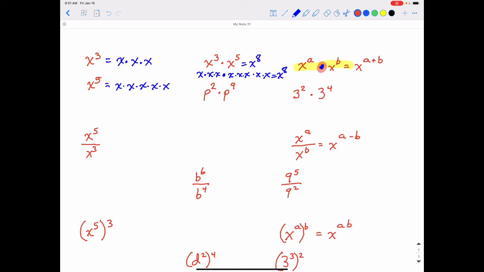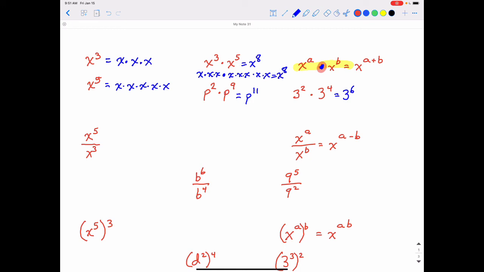So that works with any variable. So if you got p to the second times p to the ninth, that would equal whatever 2 plus 9 is. That would be p to the 11th power. And it also works with numbers. If you have 3 to the second power times 3 to the fourth power, we could figure that out by just calling it 3 to whatever 2 plus 4 is, and that is 6. So 3 to the 6th power.